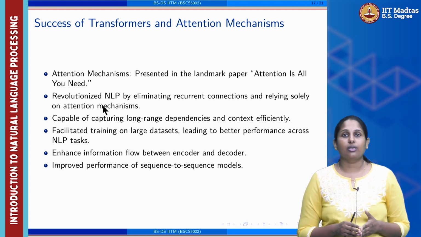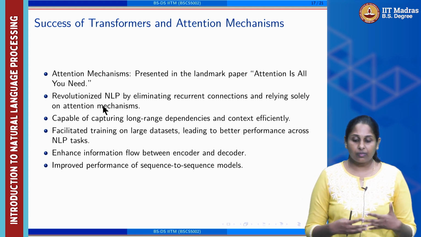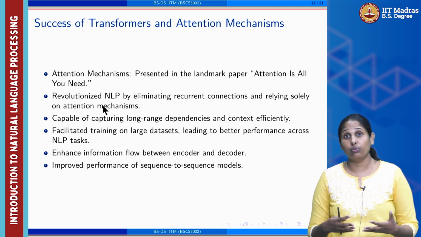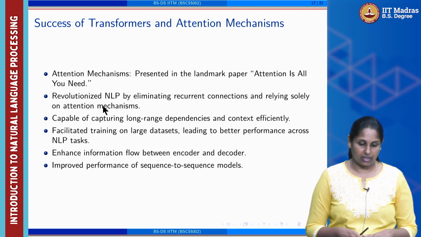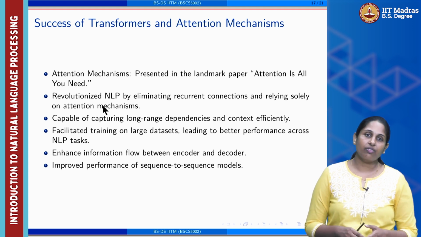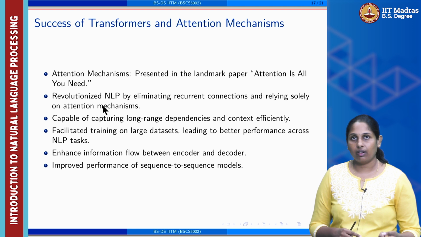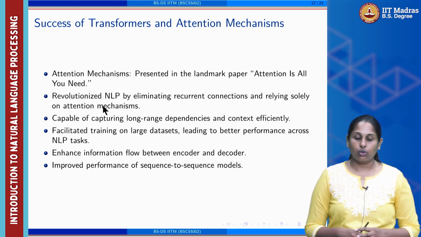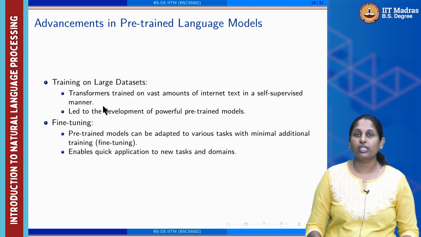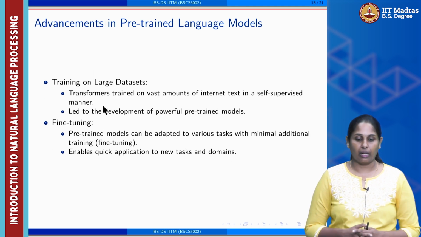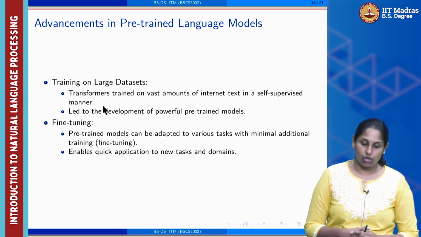So for all these things, what we end up doing is building on large data. Now, large data proved to provide us better performance across NLP tasks. Now there is an enhanced information flow because of the transformer when we implement it in an encoder and decoder system. So it improved the performance, and later on we could see a lot of improvement in the NLP field. So this led to advancements in pre-trained language models.